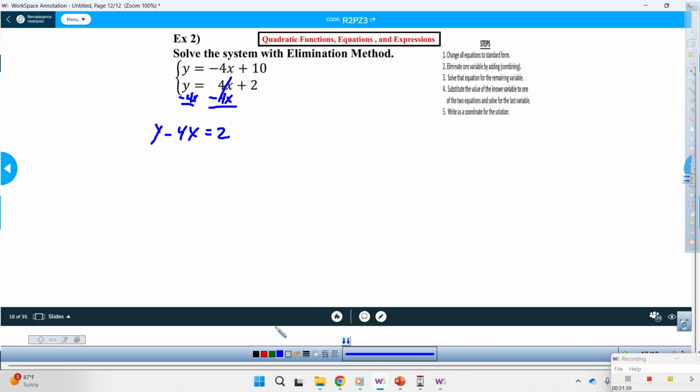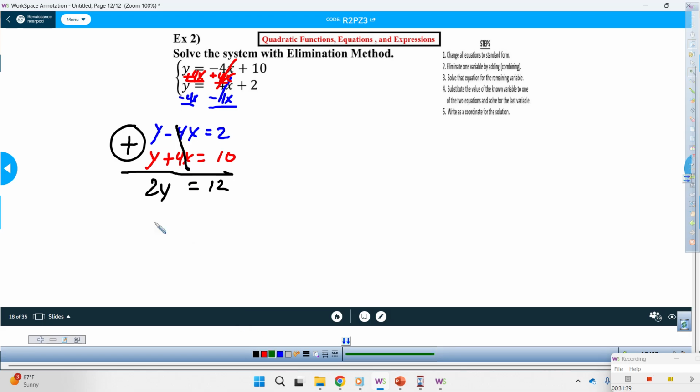Okay, good. First equation. What do I do to get the x to the other side? I add 4x to each side. Add 4x. So we're left with y plus 4x equals 10. So far, so good. From there, what do we do? We combine them. Draw a line across, put a big plus sign. Y plus y is 2y. 4x minus 4x cancels or eliminates. 10 plus 2 is 12.